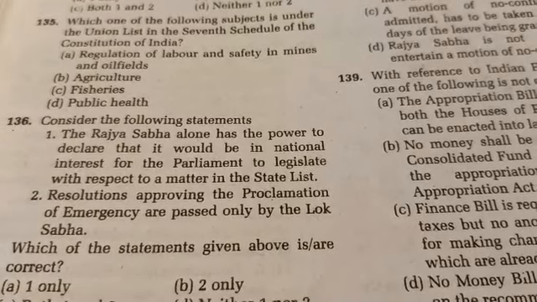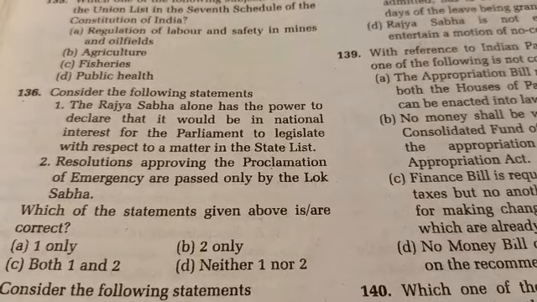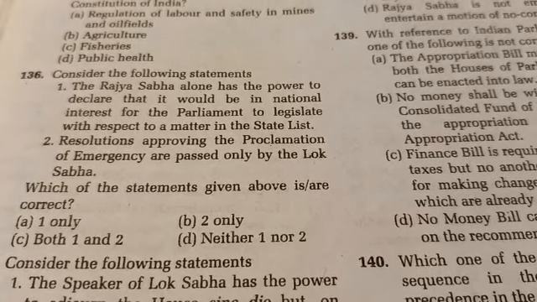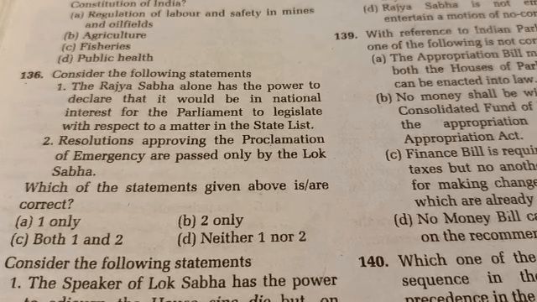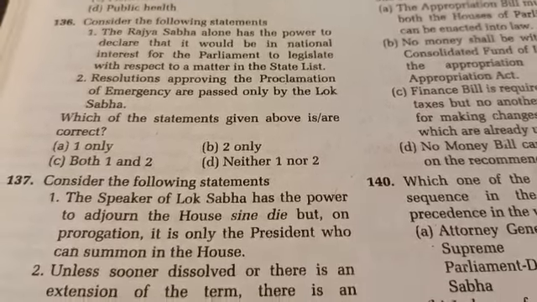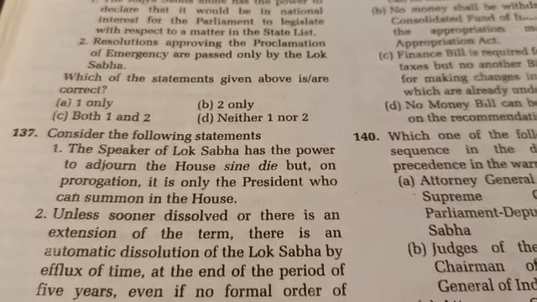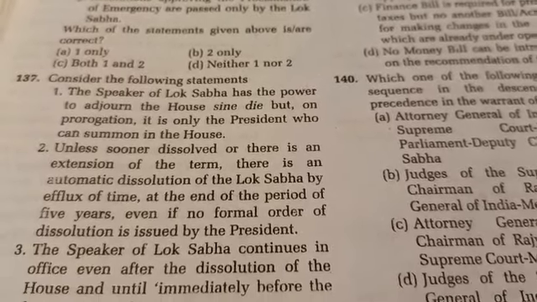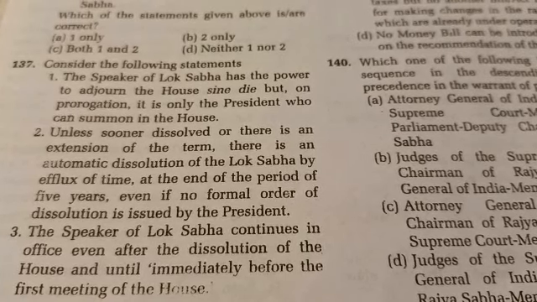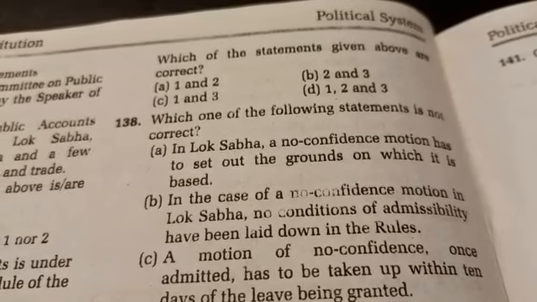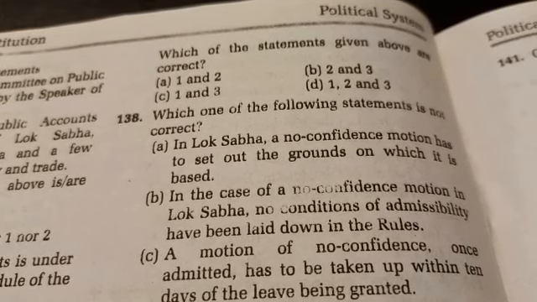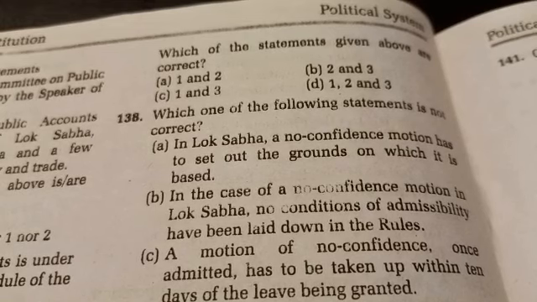Consider the following statements. Which of the statements given are correct? And the right answer is question number 136. One only. Option A. Consider the following statements. The right answer is question number 137. Option D, 1, 2 and 3.